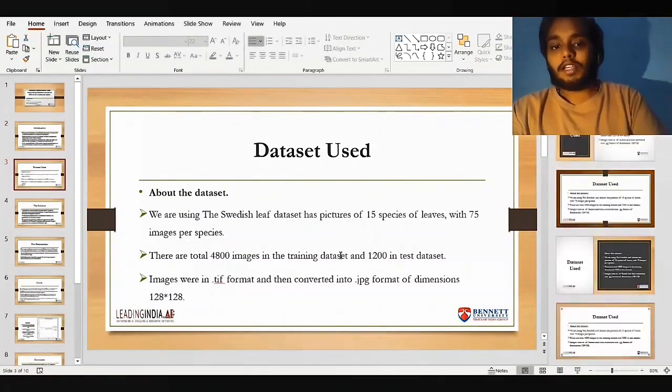About this dataset, we are using the Swedish leaf dataset that has pictures of around 15 species of leaves with 75 images per species. There were a total of 4,800 images in the training dataset and a total of 1200 in the test dataset. The images were in .tif format and we converted them to .jpg format in the dimensions of 128 by 128 and also in 3 RGB channels.